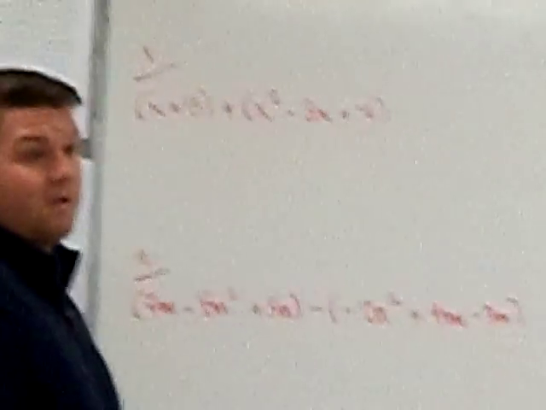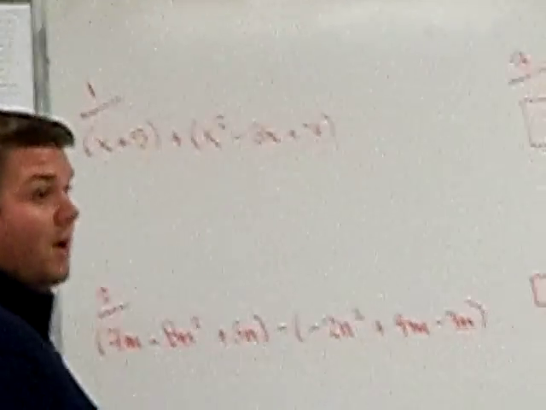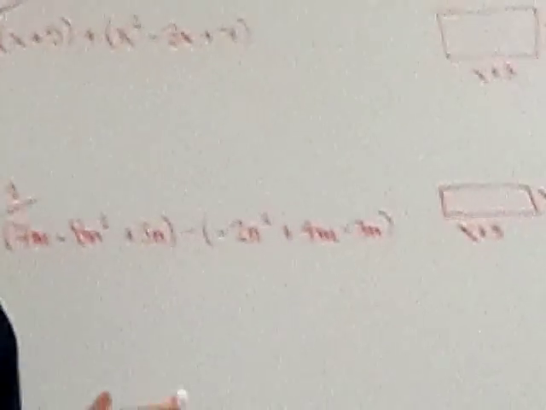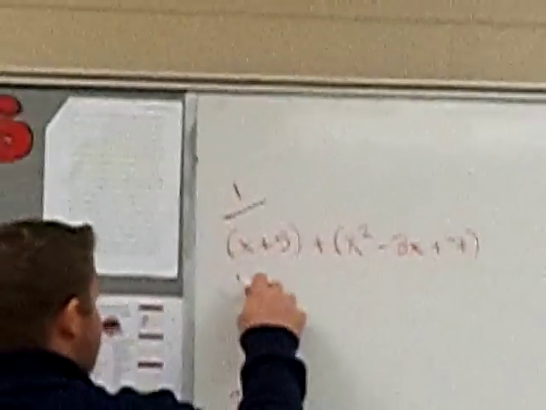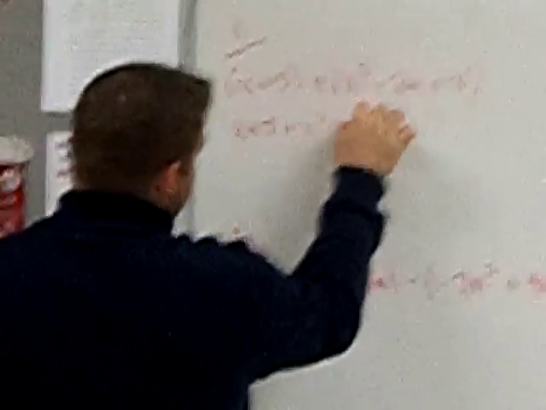We've got x plus 5 plus x squared minus 3x plus 7. What is the operation in between the two polynomials? Addition, right? If the operation is addition, we can just drop the parentheses. So this becomes x plus 5 plus x squared minus 3x plus 7.